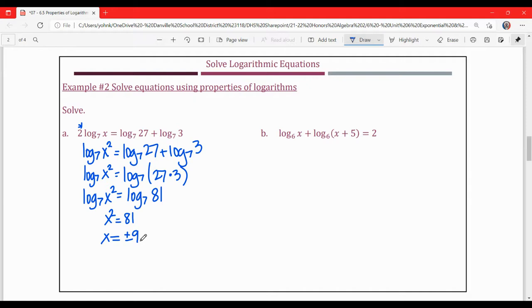Now, when solving equations with logarithms, you need to make sure that if you substitute the answer back in, you're not trying to take the log of a negative number. So if my two choices are 9 or negative 9, if I sub in 9, I'm okay. But if I try to take the log of negative 9, you can't take the log of a negative number. So negative 9 is extraneous. That looks a little bad. And so our answer is just positive 9.